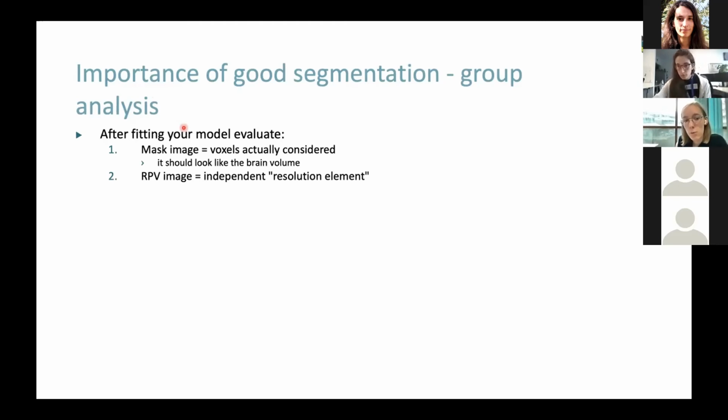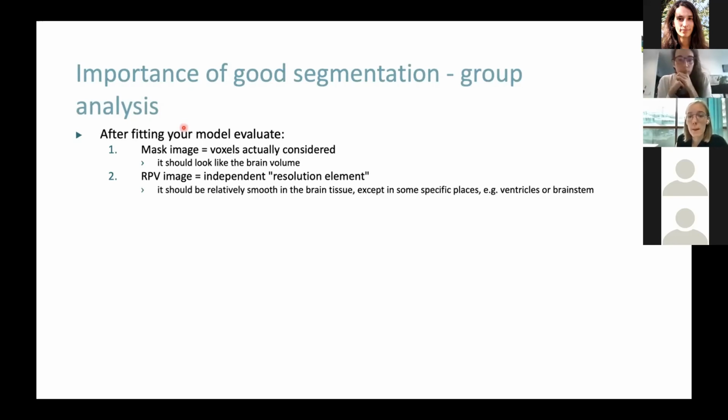The second image is the RPV image. This reflects the independent resolution elements, and it gives you an idea of the smoothness of the signal. So when you have a normal brain, the uptake will be relatively smooth across the brain, right? Only in places like the brainstem or the ventricles, you see a big change from one voxel to the next voxel. But in the absence of lesions, you should see a relatively smooth image that covers all the brain tissue.